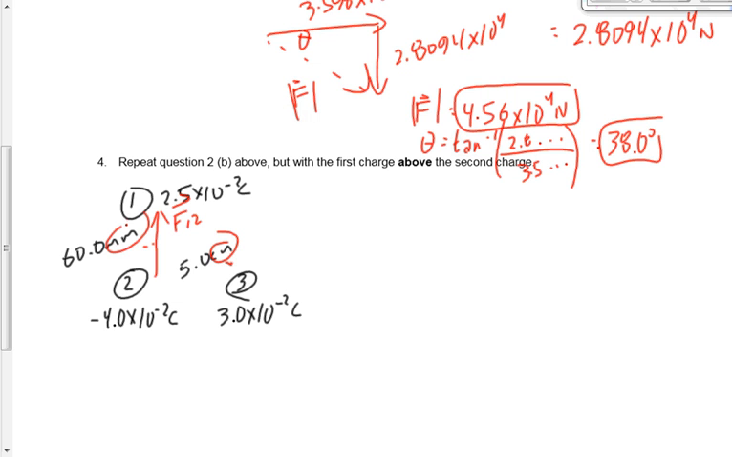John, 2 and 3 are negatively charged. They're going to attract as well, right? Is 2 going to be pulled towards number 3 or pushed away from it? Good. We're going to call that F32.